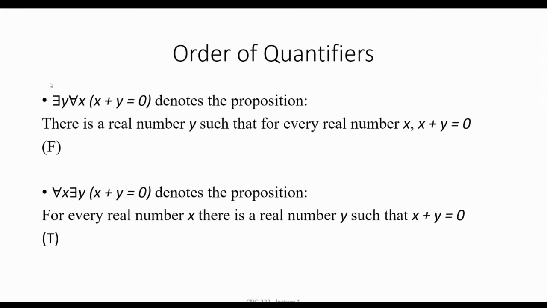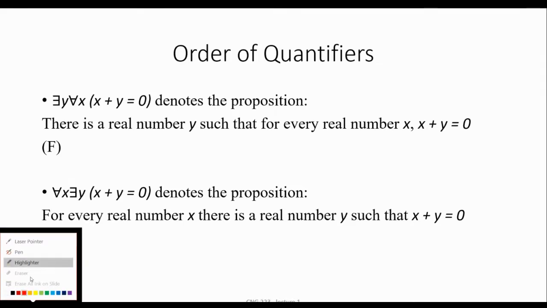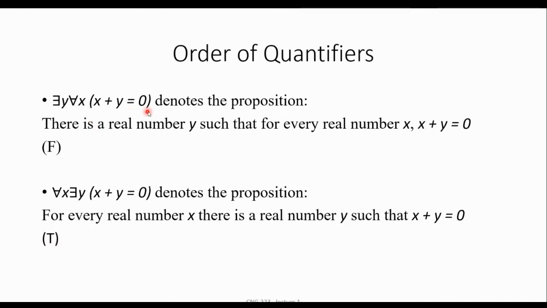Okay, so here you can see for the first sentence, we have there exists y, but for all x's, we have such expression. So there is a real number y such that for every real number, we have such a term. But this is false. If I change the order, like for all x's, there is a y that makes it happen, this is true. Can you see the difference?